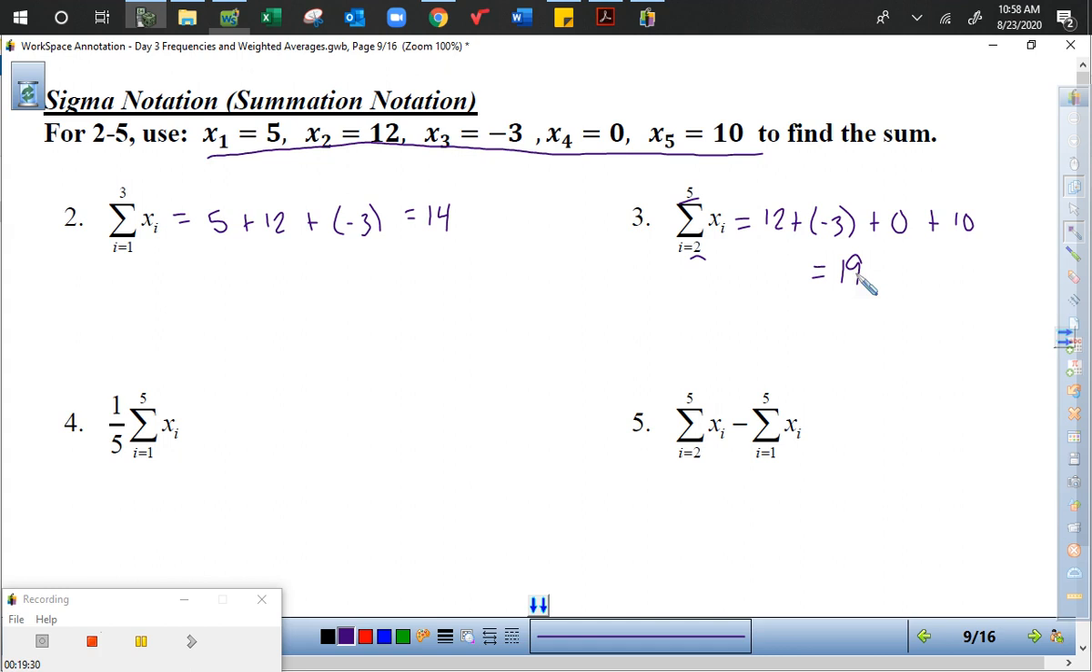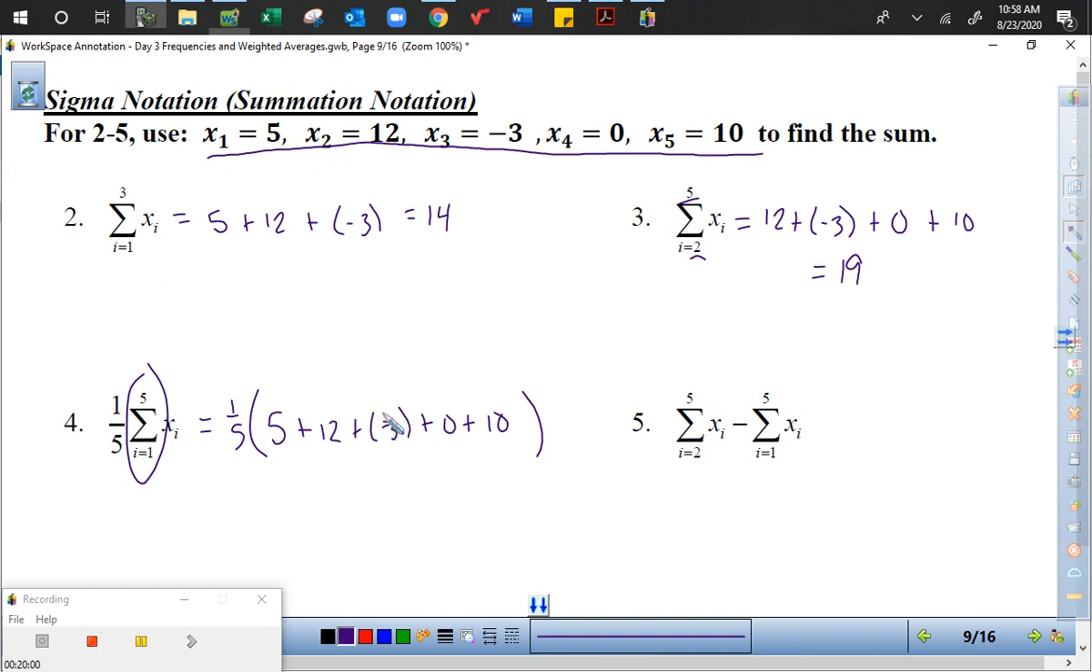Alright, anytime you've got something out front, what I want you to do is just leave it out front and take care of the sum. We'll take care of that multiplication at the very end. Okay, so what I want you to do is go write your 5 terms that represent that sum. Pause the video and do that for me, please. They are 5 plus 12 plus negative 3 plus 0 and plus 10.